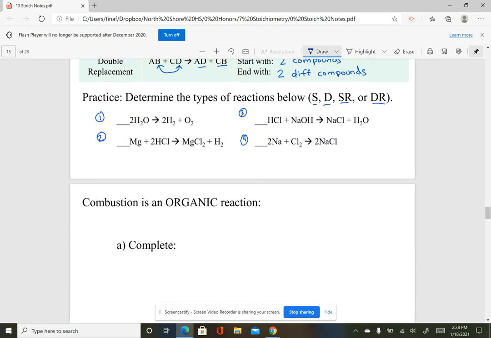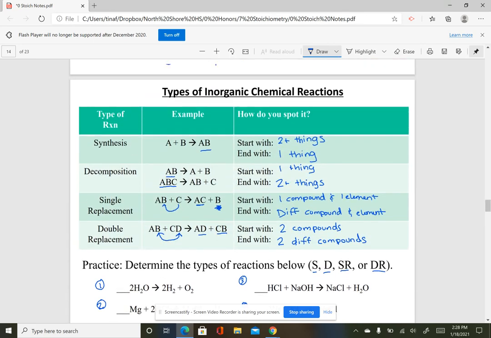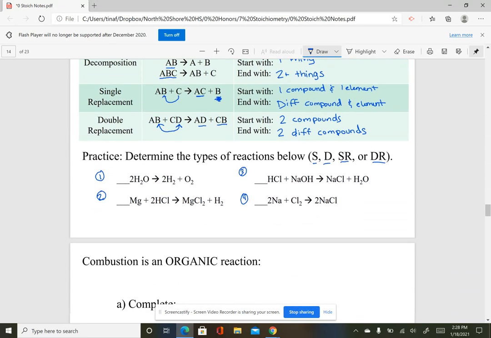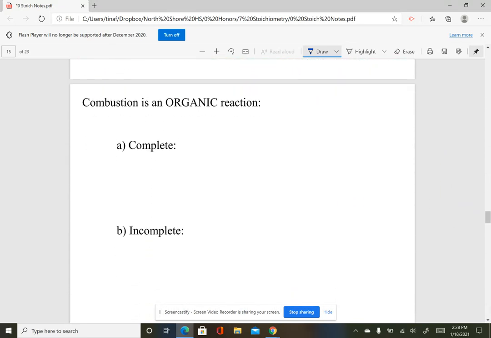Okay. All right, combustion. So guys, these were inorganic reactions labeled up here. If the reaction has carbon in it, it's considered an organic reaction, and we're going to spend a lot of time studying organic chemistry later in the year. For now, you just have to know that combustion is an organic reaction because it has carbon in it. So there's two types of combustion reactions we have to be able to identify.